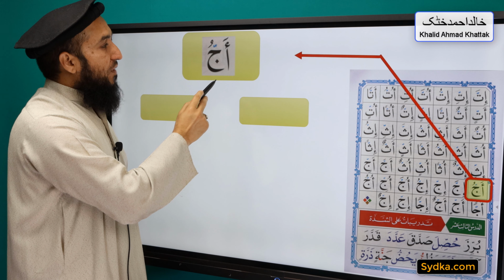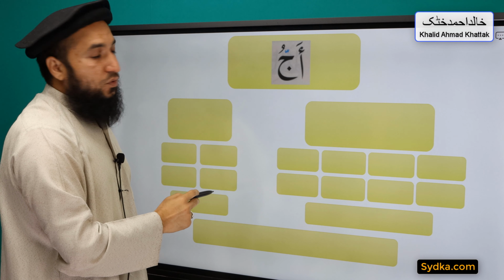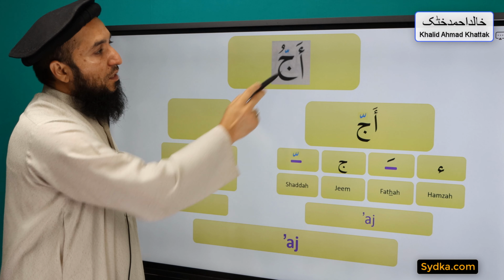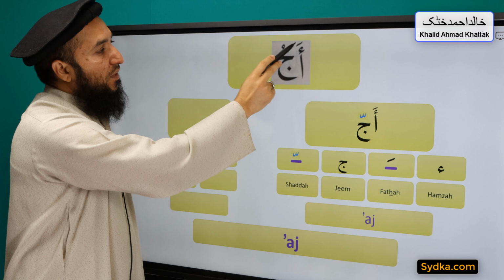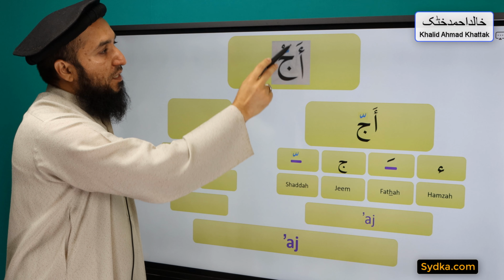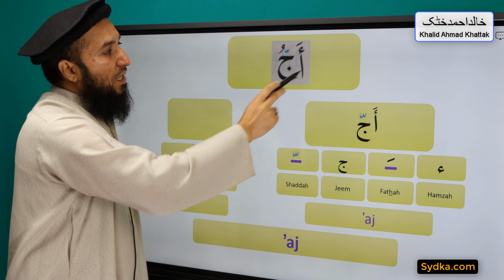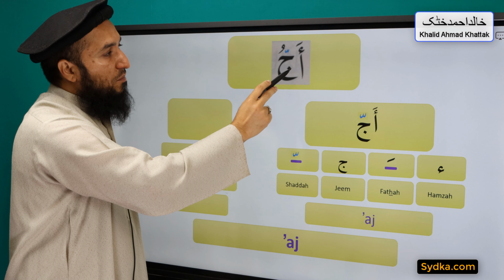The next word we have is Ajju, and it can be divided into two syllables. The first syllable we have is Hamza Fatha Jim Shadda, Aj. Hamza is a light letter, it has Fatha on top of it, it is followed by Jim. Jim has a Shadda. This alif is silent and it is used as a chair for Hamza.